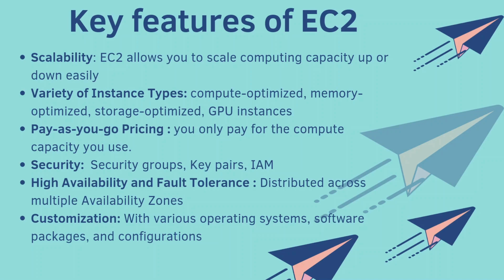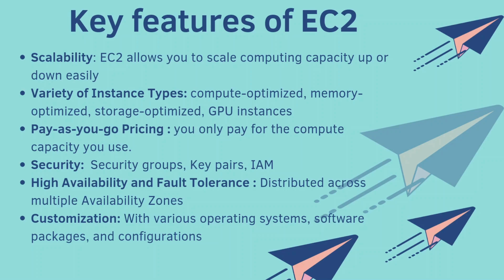Pay as you go pricing. With EC2 we pay only for the compute capacity we use. Whatever virtual CPUs, memory or RAM, and storage we use, we pay only for that. For the rest we don't have to pay, and when we stop the EC2 instance we don't have to pay for that time.